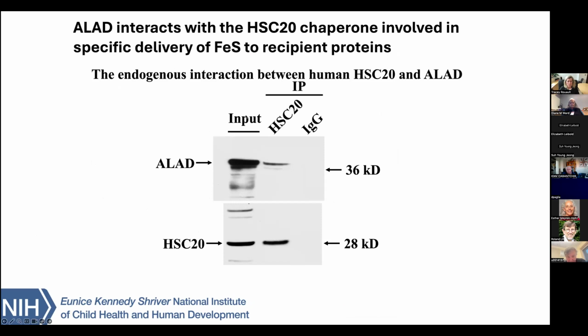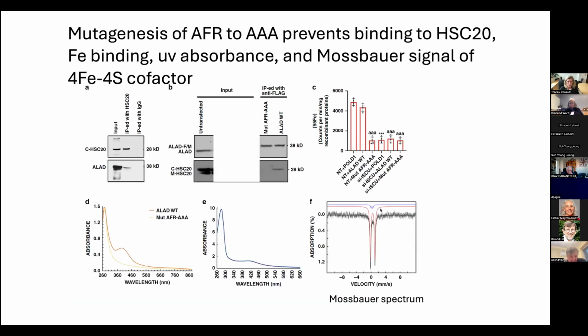We looked at ALAD to find out whether it interacted with HSC20, which is the co-chaperone that we think confers specificity towards the recipient proteins. And we saw that ALAD, in fact, did co-precipitate with HSC20. And that to us is a very good screening maneuver to see if there's an endogenous interaction. We then went on from there and did a whole variety of things that are summarized in this slide, but also in the paper that we wrote in 2020.